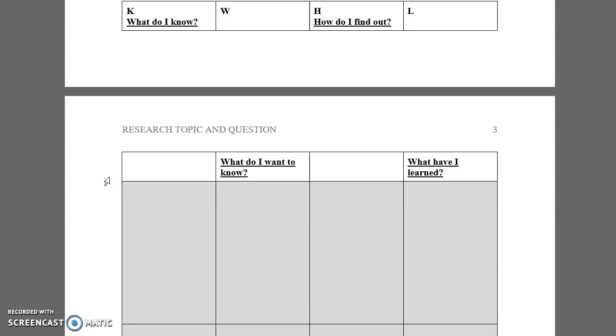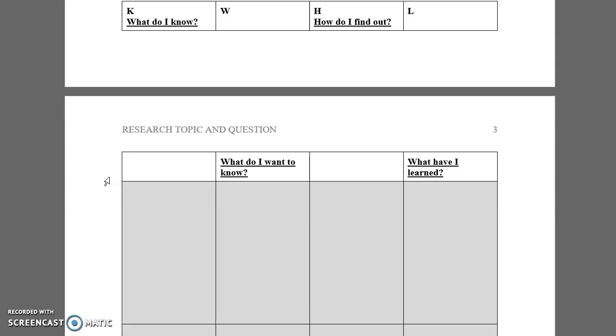So let's go back to the Civil War example. What do I know? I know that the North fought the South in the Civil War. What do I want to know about it? Let's say I want to know how many people from each side fought in the war.